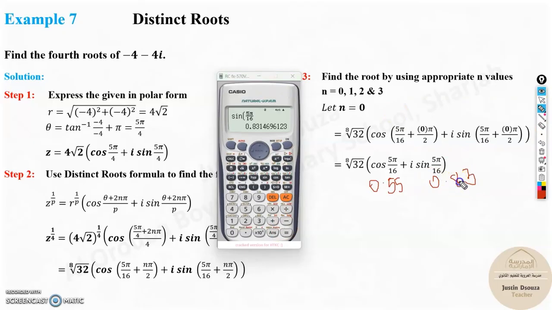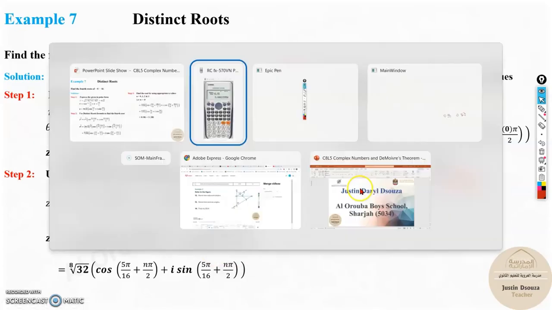Is this over? No, we need to multiply this number, this thing over here. So it will be 8th root of 32 multiplied with cos pi by 4. You can write cos pi by 4 over here, but I just found the value, so I'll write 0.55. Now this is your answer.